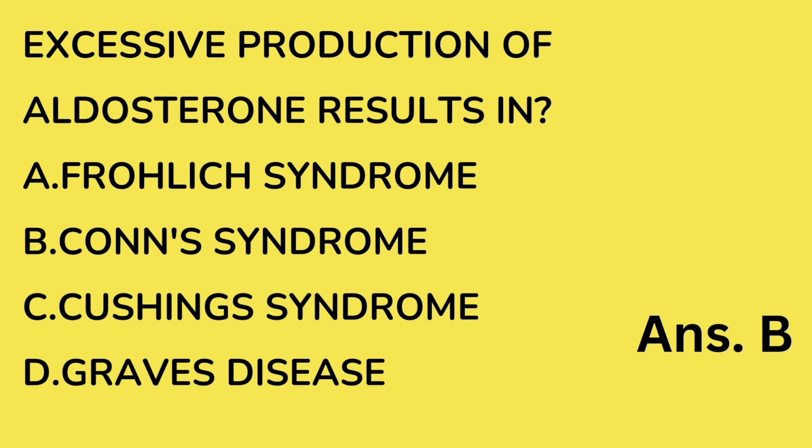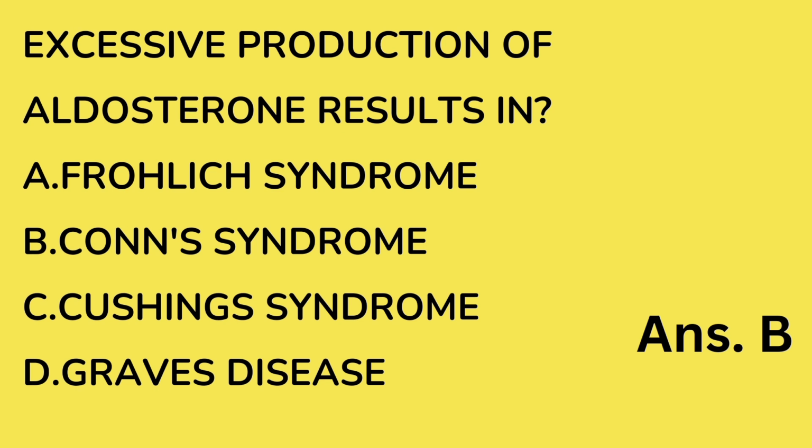Next question. Excessive production of aldosterone results in. Option A, Frolic syndrome; option B, Conn syndrome; option C, Cushing syndrome; and option D, Graves disease. Here the right answer is option B, that is Conn syndrome. Excessive production of aldosterone results in Conn syndrome.